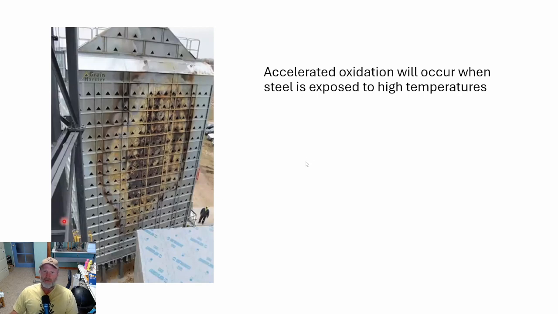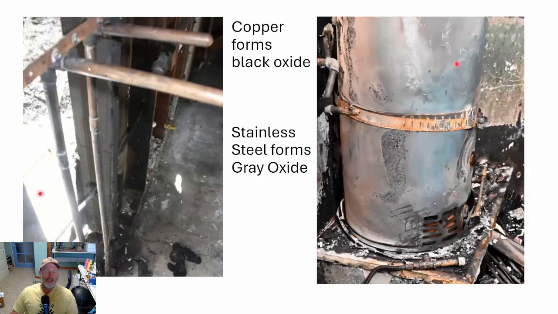Other materials have this similar effect. If you look at copper on the left, copper has a black oxide associated with it. Now this stainless, you don't normally think of stainless steel as oxidizing. It's pretty robust, but at high heat it does form a gray oxide, which is shown here from a garage fire.